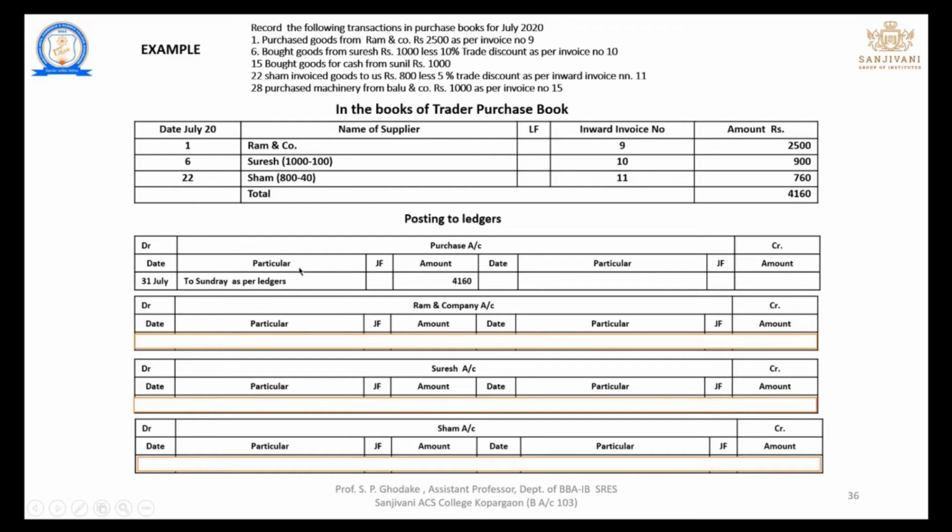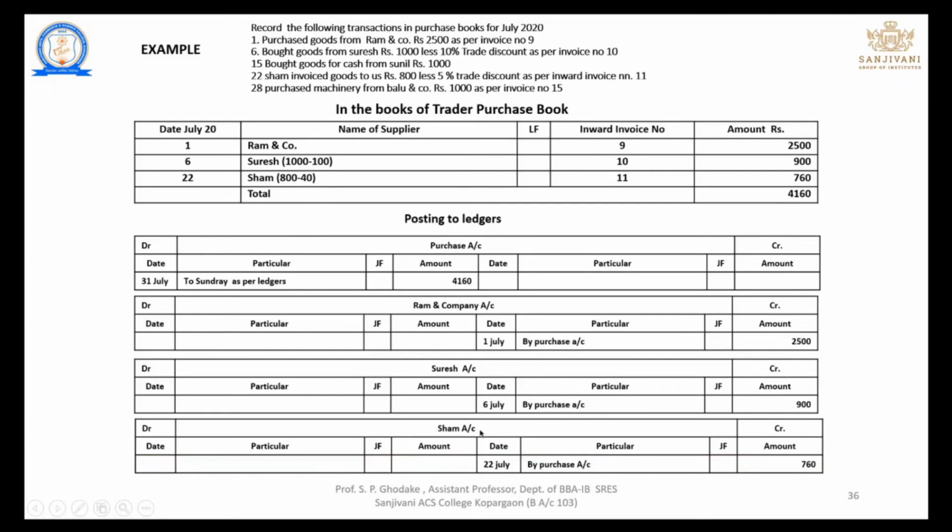As you have seen, the posting is like this. This will be the tally. At the end we need to do this: on 31st July we have two entries as per the ledgers, that is 4160. First we'll do the posting in Ram and Company account, who has been giving you the material. So we have purchased from Ram, 1st July by purchase account 2500. Then from Suresh we have also purchased, so by purchase account 900.